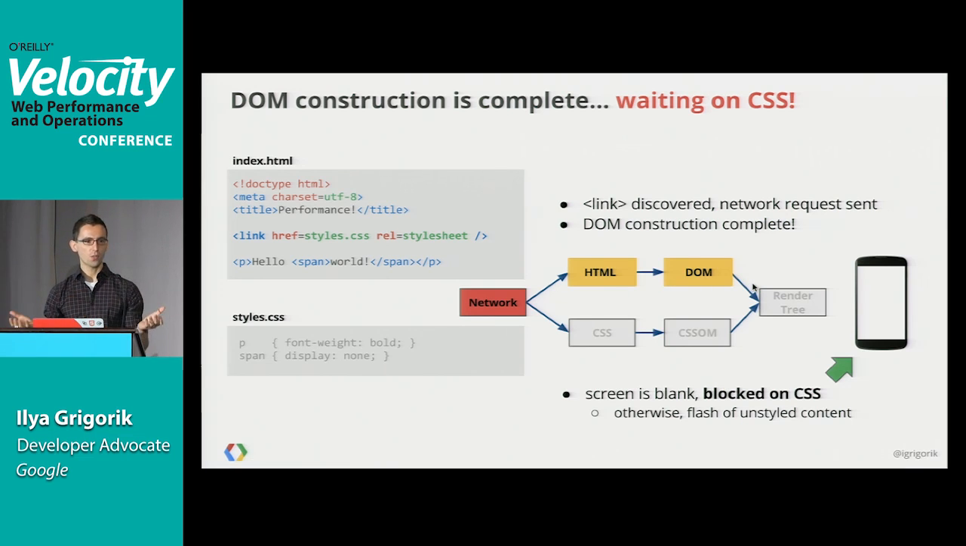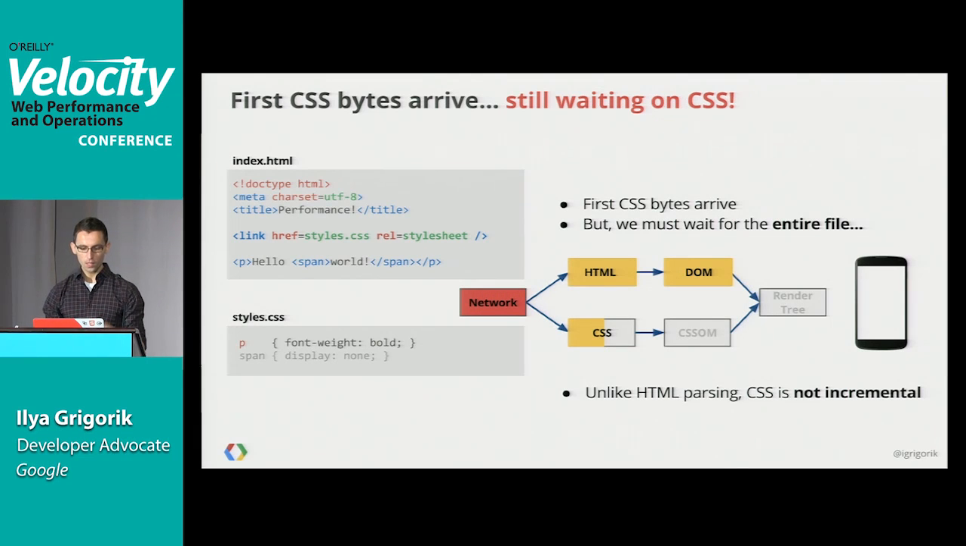Because your CSS is what determines how the pages get laid out. Otherwise, we would get a very nasty page, and you guys have all seen that experience of sometimes the CSS fails to fetch, and you get just a white screen of text that is completely meaningless, right? So we hold the rendering until we have all of the CSS. And the thing about CSS is, unlike HTML, we can't do partial evaluation of CSS. By definition, we have to have the entire file in order to evaluate the whole thing. So if we fetch the CSS partially, we can't do much, so we're still blocked.